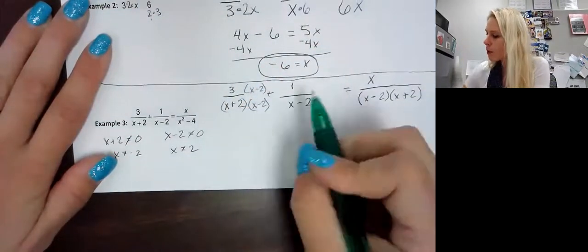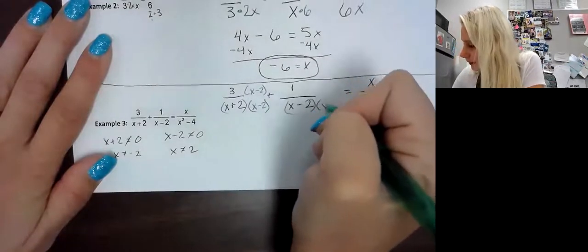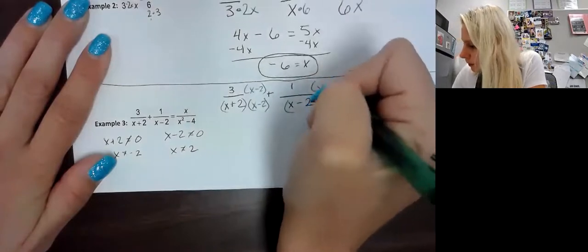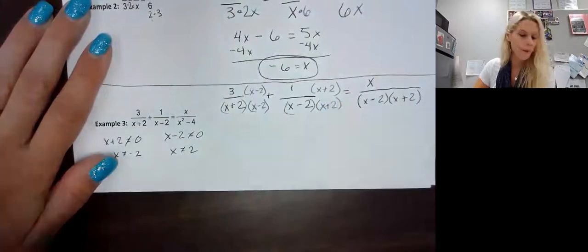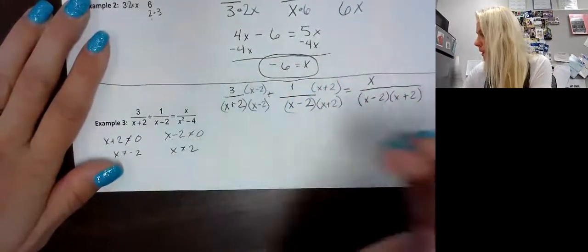Okay. What is this one? This one's missing an x plus 2. Whenever we do the bottom, we do to the top. Okay, now do we look like we have common denominators? Yep, we can move on. We can ignore the denominator.